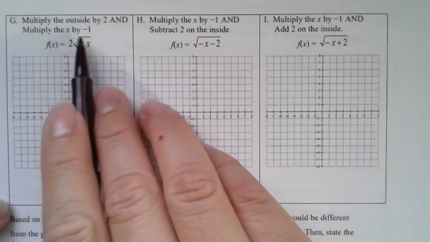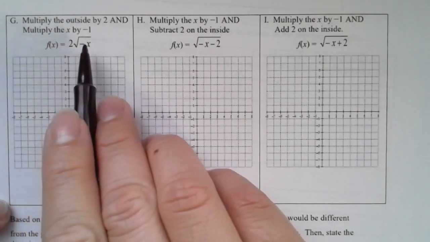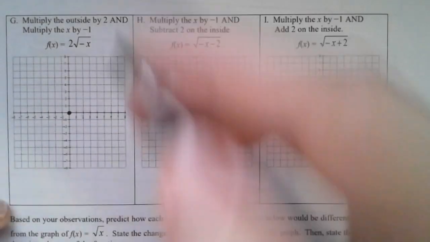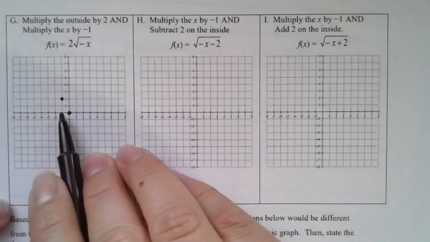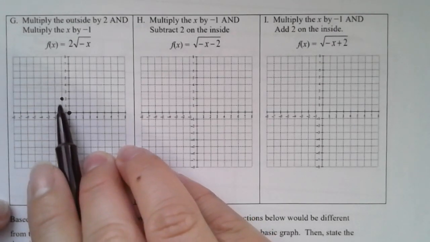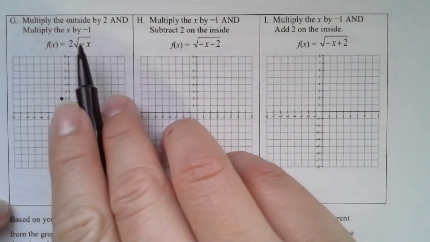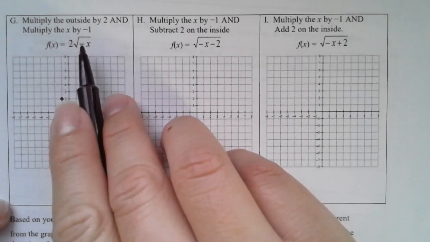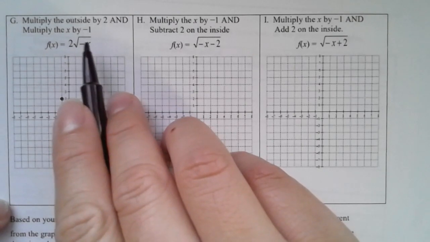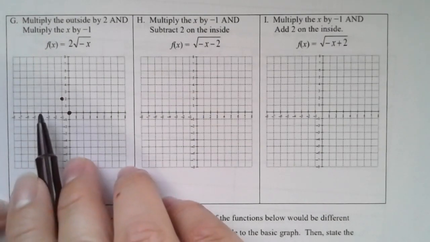So what can I plug in to get positive 1 here? It would be negative 1. So negative 1 plugged in here, I'm going to get positive 1. But then I multiply by 2, so I get 2. Notice how this compares to the basic function. Instead of having a point here, it's here. That's what the stretch does. Now let's take the next perfect square. I want this to be positive 4, so I have to plug in negative 4. Minus negative 4 becomes positive 4, and the square root of 4 is 2. 2 times 2 is 4. So at negative 4, I have positive 4.